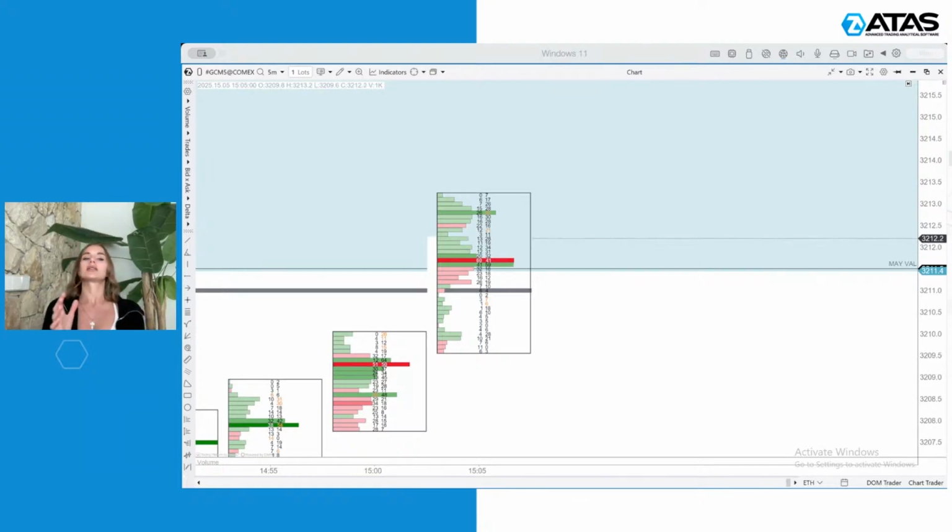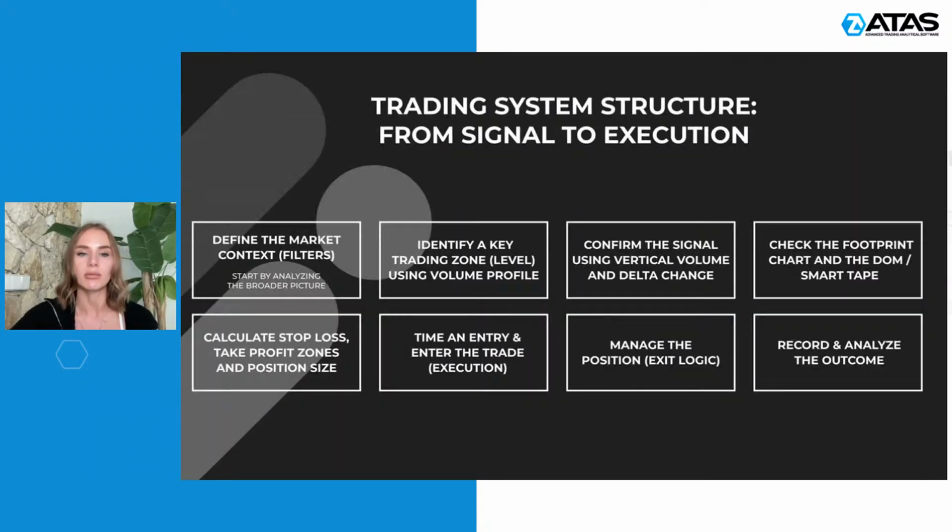So I go like this. Let's bring it back. I create the context based on the volume profile and volume profile indicators. I identify the key trading zones. I confirm the signal using the vertical volume or invalidate the signal. As for this example, the vertical volume allowed me to not enter the bad trade. You can also use the delta change for it. I check the footprint. You can also check the depth of market and smart tape to time an entry.